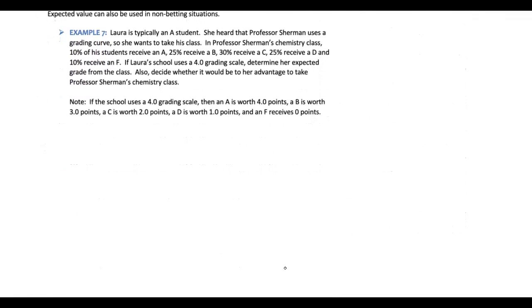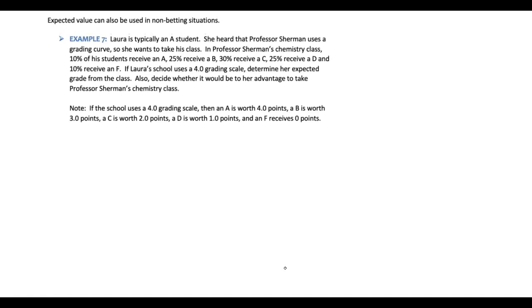Example 7. Expected value doesn't always have to be in betting situations. Okay? Laura is typically an A student. She heard that Professor Sherman uses a grading curve, and so she wants to take that class. In Professor Sherman's chemistry class, 10% of his students receive an A, 25% receive a B, 30% a C, 25% receive a D, and 10% receive an F. If Laura's school uses a 4.0 grading scale, determine her expected grade from the class. Also determine if it's in her favor to take this class.